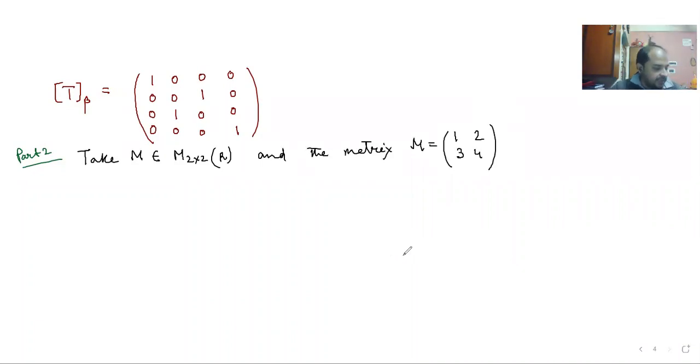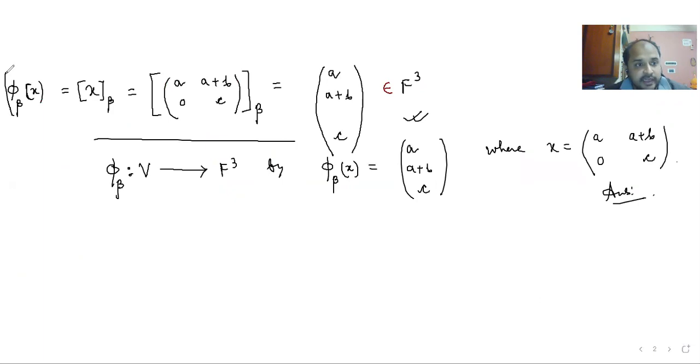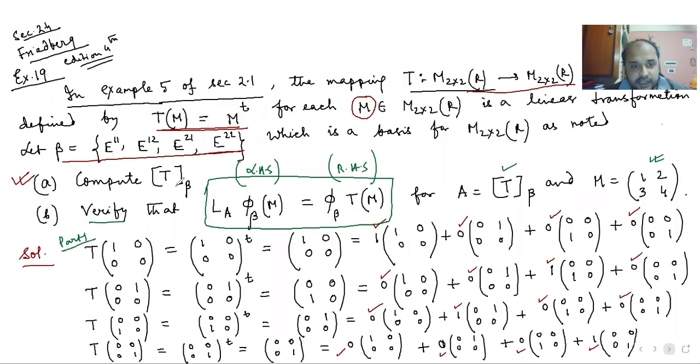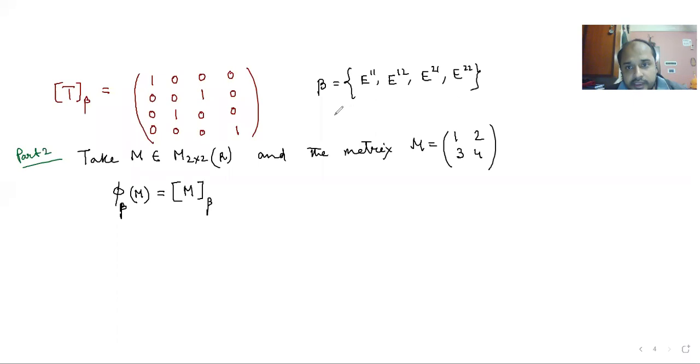First we are going to calculate which part? First we are going to calculate this phi beta of M, and from our previous, that is the definition of phi beta x, try to recall. So with respect to this definition, phi beta of M that we are going to construct would be what? That would be M with respect to beta. Now what is beta over here? Beta is given to be E11, E12, E21, E22. This is your beta.